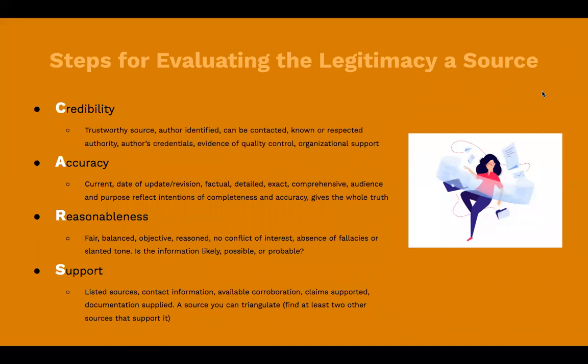Additionally, I offer these steps for evaluating the legitimacy of a source based on what the textbooks tell us. And we can think about this as being the acronym of CARS: credibility, accuracy, reasonableness, and support. So credibility is going to be that it's a trustworthy source. The author can be identified, they can be contacted, known or respected authority, author's credentials, evidence of quality control, and organizational support. That's going to really constitute credibility of an author and a source.